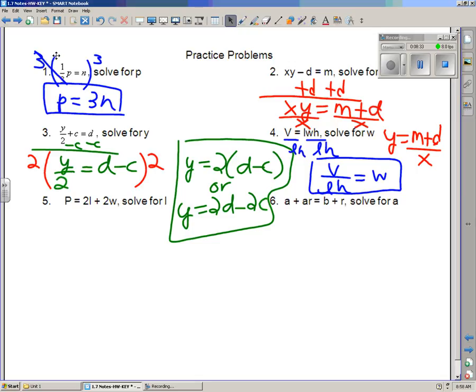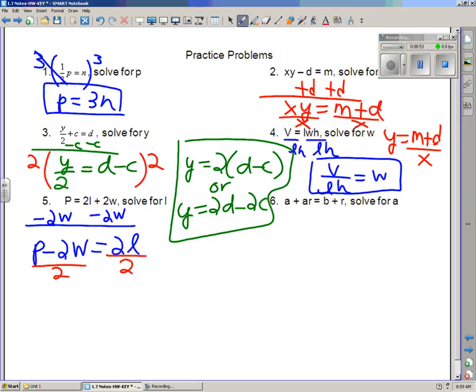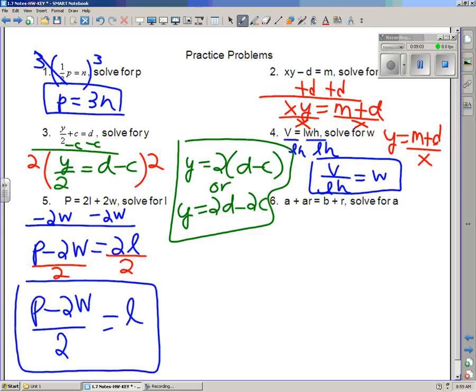And then when I get to number 5, what I'm going to do here is I need to solve for L, so I need to subtract 2w from both sides. And then I get P take away 2w equals 2L. And then I need to divide both sides by 2. And I'm just going to leave this as P minus 2w over 2 equals L. Again, if you want to simplify that further, you can, but you need to separate it into 2 fractions before you simplify. This last one's actually pretty tricky.